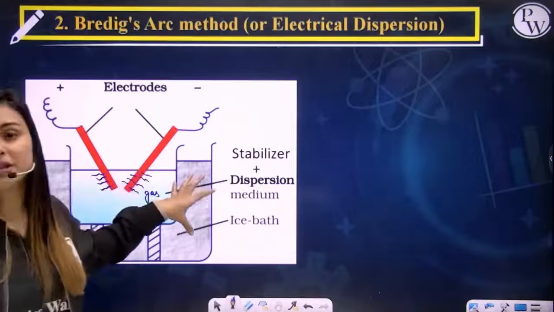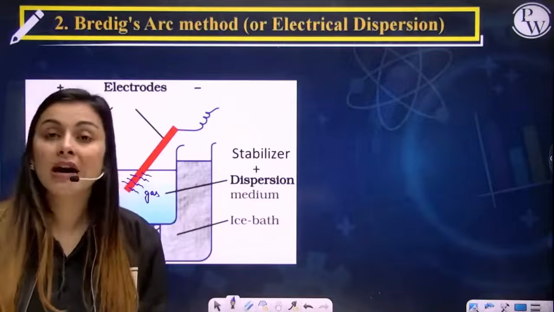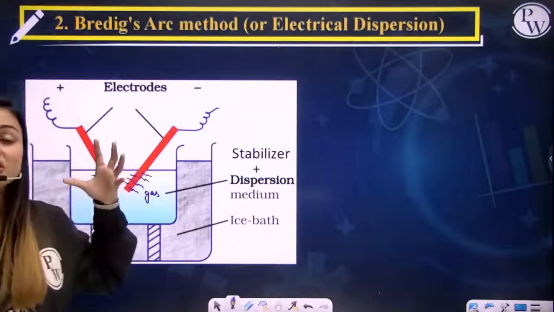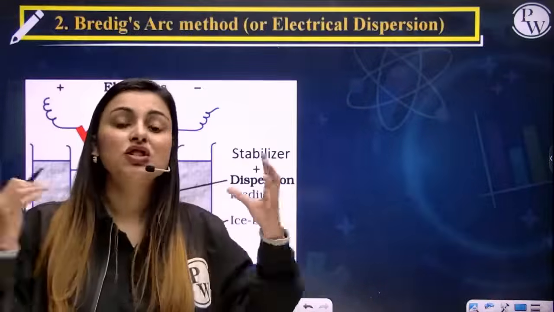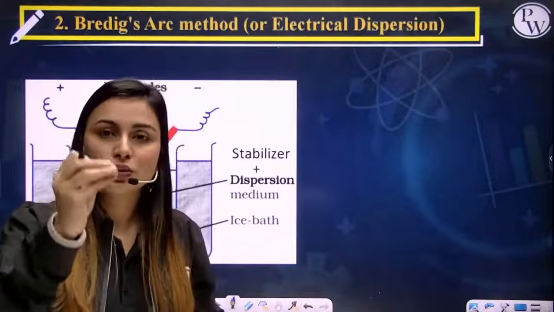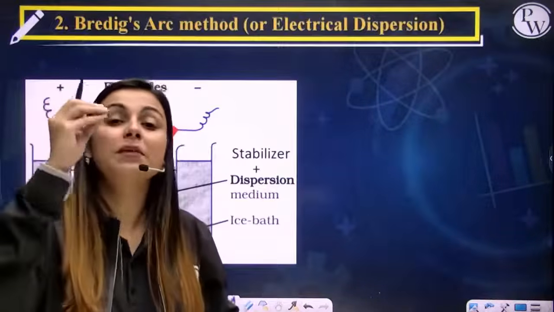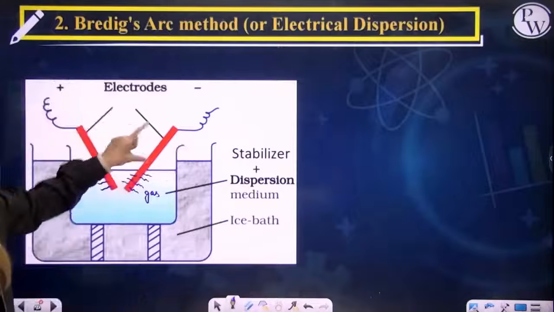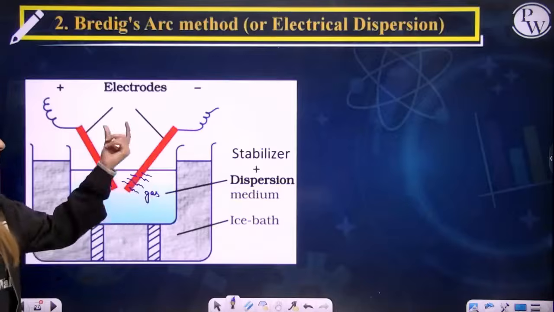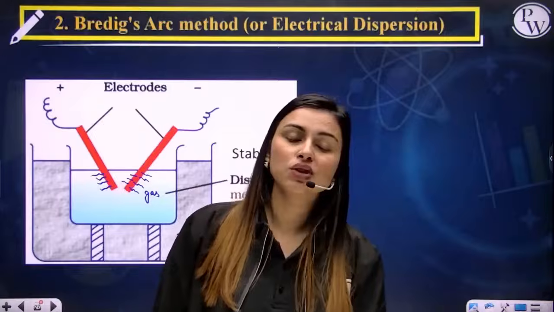Now since your dispersed medium is placed in a very cold environment, that is in the ice bath, the moment this metal comes out as gas, it just condenses. As it condenses, it forms a colloidal solution. So your dispersed phase is of the metal of which you have taken the electrodes. You have the dispersed medium, now you have the colloidal range of the dispersed phase, and your colloidal solution is ready.